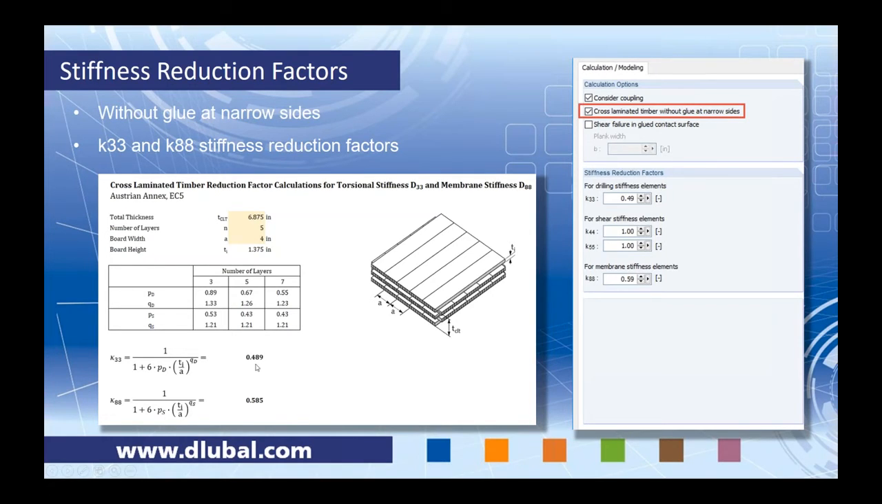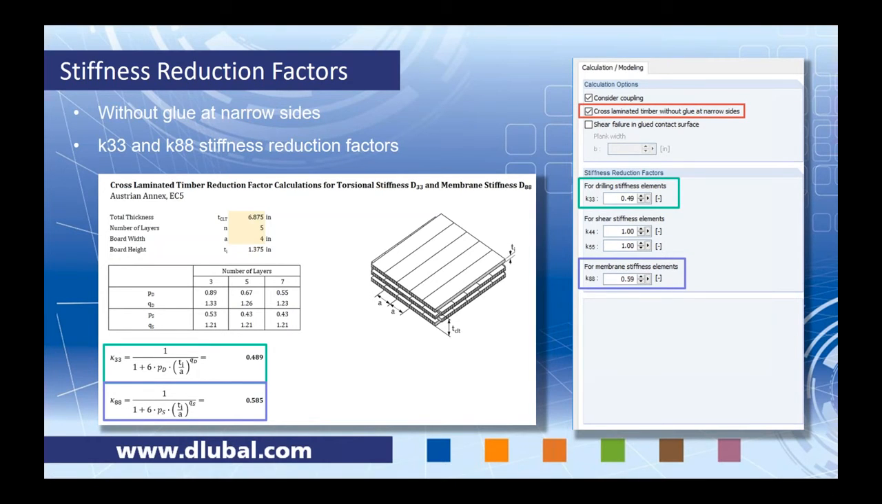reduction factors. And this is an Excel file I got from one of my colleagues. What this allows us to do is simply put in the total thickness of our panel, the number of layers, the board width, and then out pops these calculations for K33. So this is the value we want to put back into RF-LAMINATE when we are not considering glue at the narrow sides. Same thing goes for K88 here.